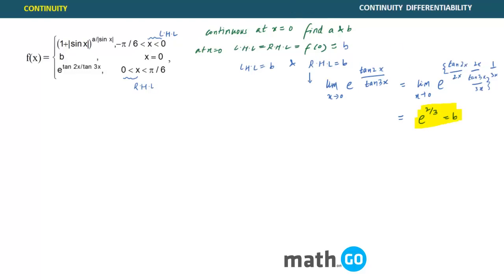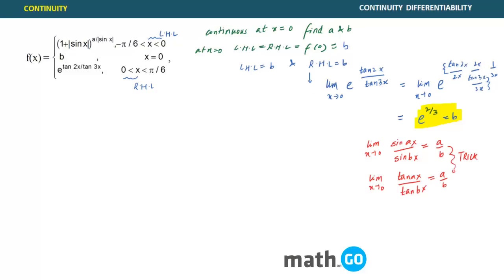And a trick that you can remember: if you get something of the sort limit x approaching 0 sine ax by sine bx, the answer is simply a by b. Treat it as if you have cancelled the sine and the x term. Similarly, if you have limit x approaching 0 tan ax by, let's say, tan bx, the answer would be straight away a by b. So these tricks can be remembered by you, right?